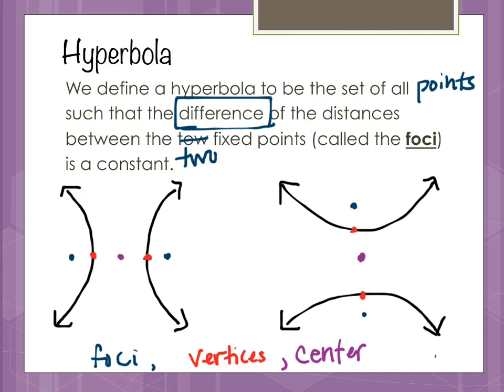Now, in terms of what we're about to work with from an equation point of view, it might be helpful to know what these values are measuring. The A value is the distance from the center to the vertices. And if you take the distance from the center all the way out to the foci, that's what they're going to call C.